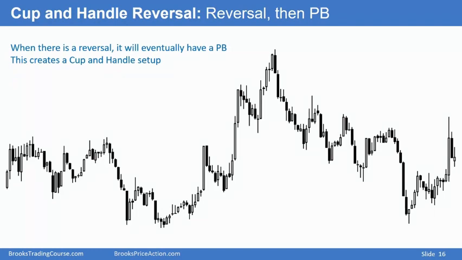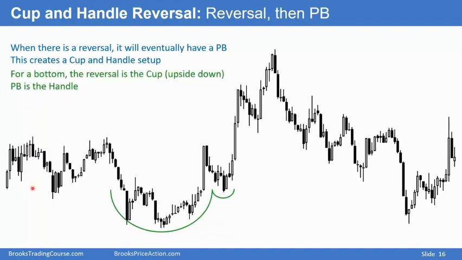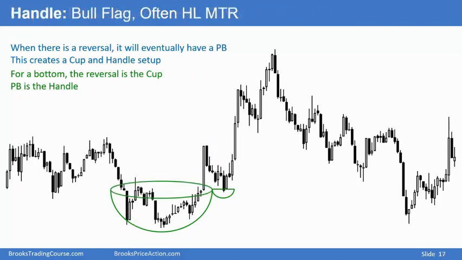Whenever there's a reversal, eventually it'll have a pullback, and that creates a cup and handle pattern. The market sold off strongly and then reversed up strongly. And then it pulled back and it tested the breakout at the top of this trading range. This is what traders sometimes call a cup and handle pattern. This is a cup and the pullback is the handle. The reversal is the cup and the pullback from the breakout is the handle.